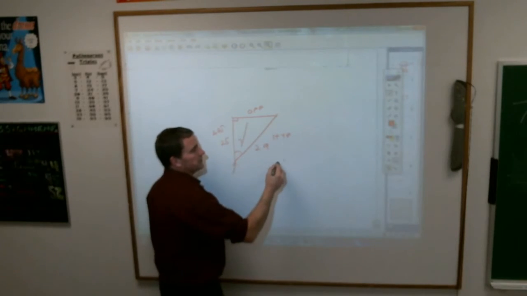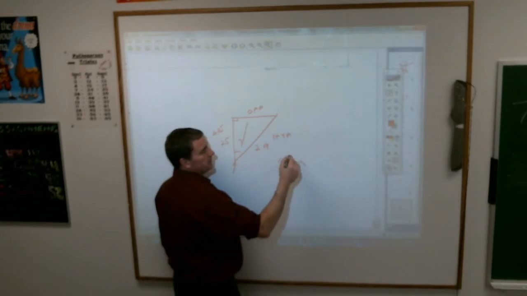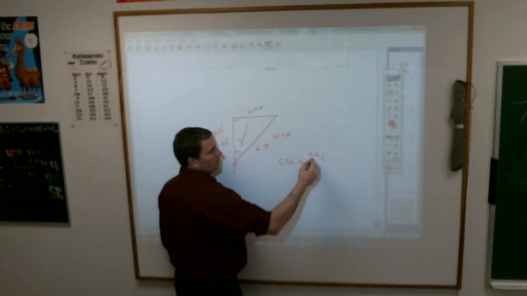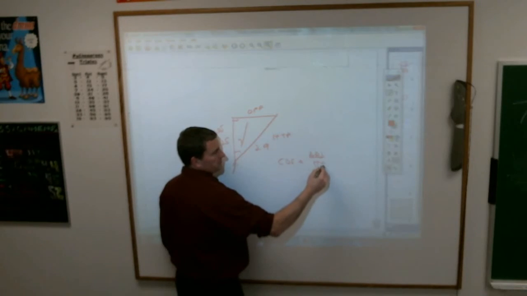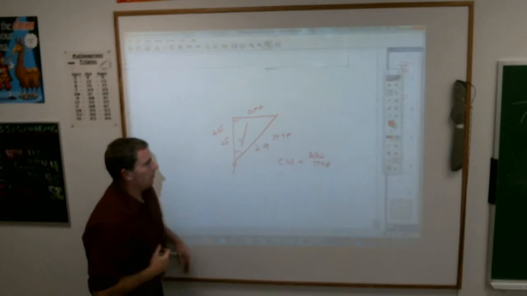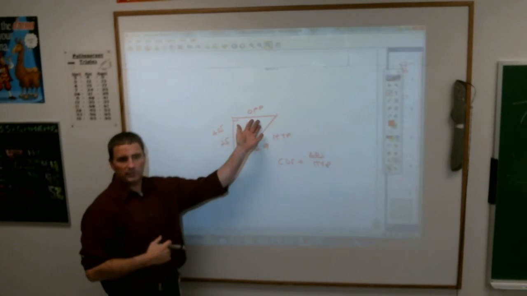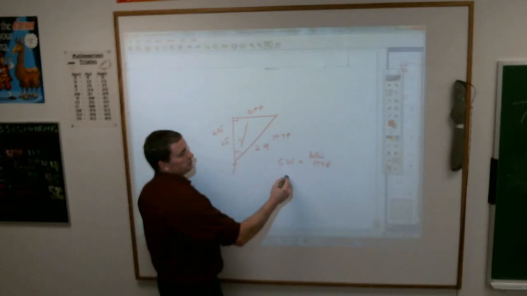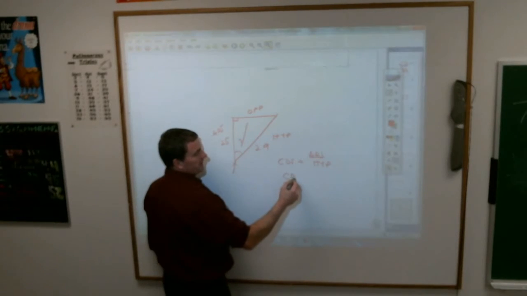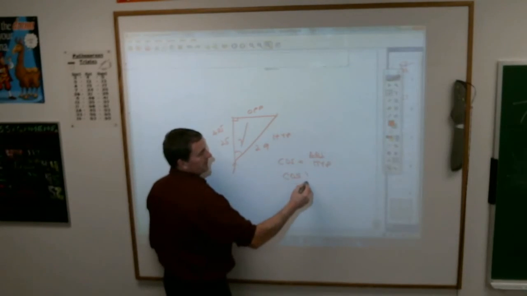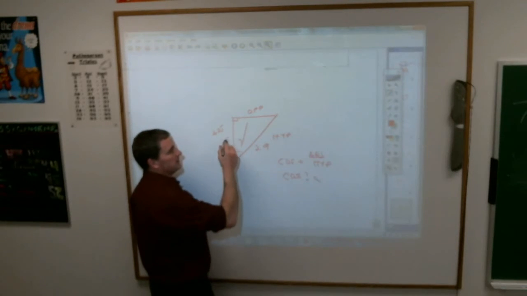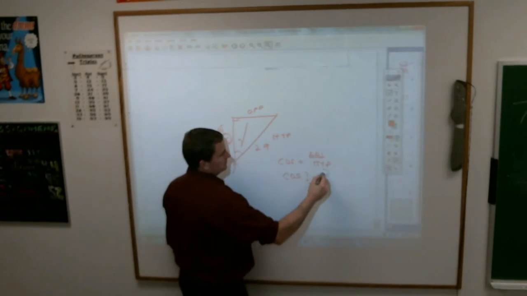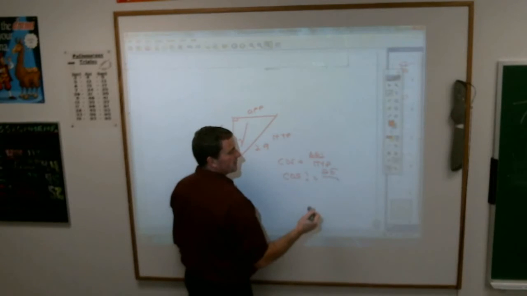Cosine equals the adjacent over the hypotenuse. That's the only one that you can use. You don't know the opposite, so you can't use any of the ones that have opposite in them. Okay? So then you just write that down. The cosine of whatever the question mark angle is. What is the adjacent side? 25. What is the hypotenuse side?